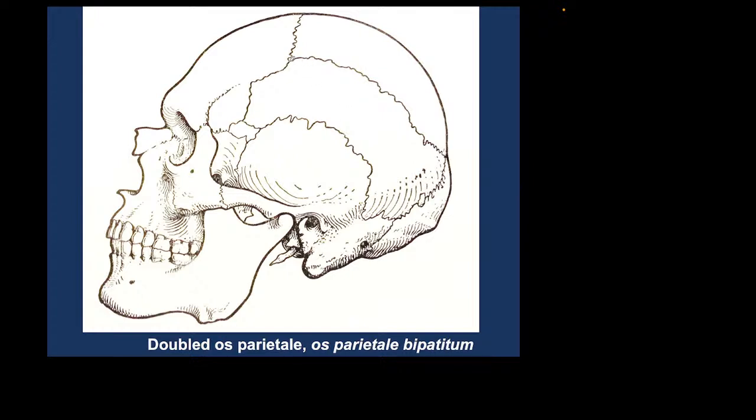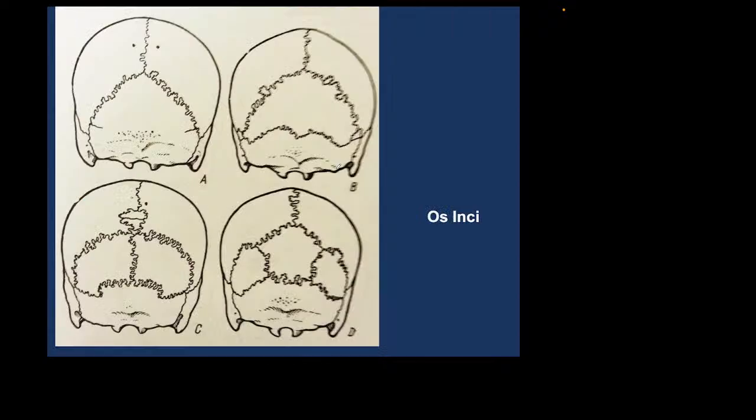Another variability of the skull is double parietal bone. There is a suture between the superior and inferior parts of the parietal bones, and we call it os parietale bipartitum in Latin. It means it has two parts.